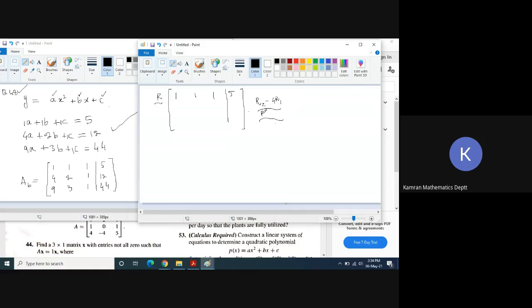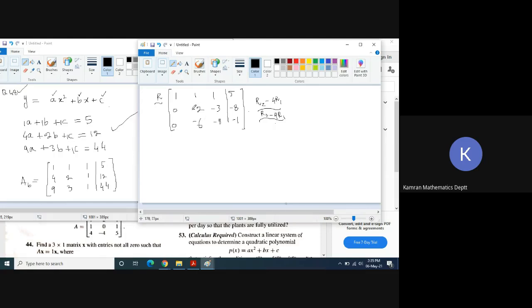And R3 minus 9 R1. So 4 minus 4 is 0. 2 minus 4 is minus 2. 1 minus 4 is minus 3. 12 minus 20 is minus 8. 9 minus 9 is 0. 3 minus 9 is minus 6. 1 minus 9 is minus 8. 44 minus 45 is minus 1.